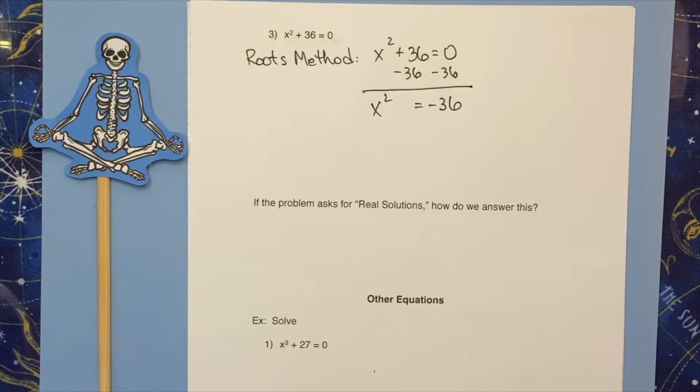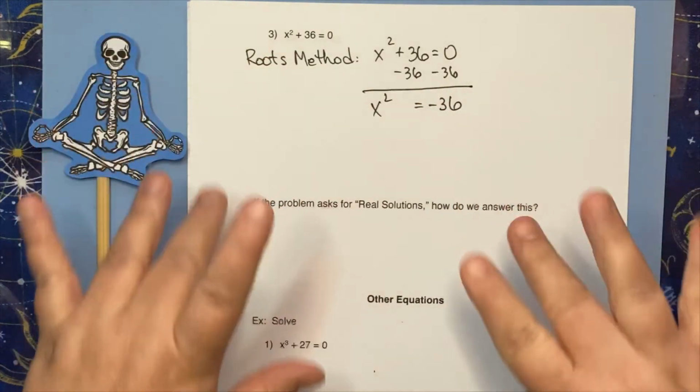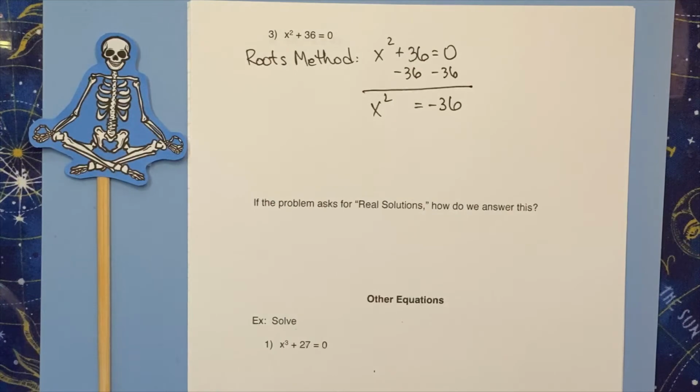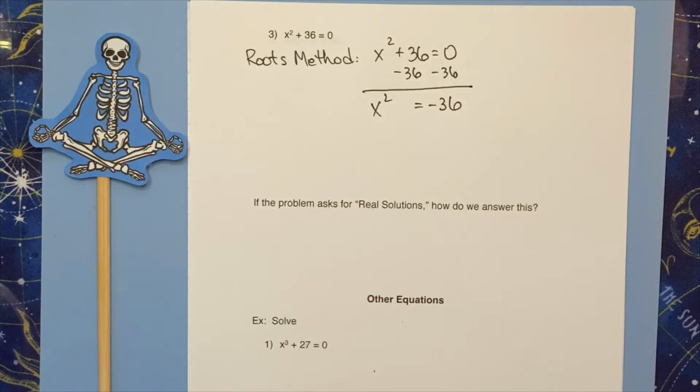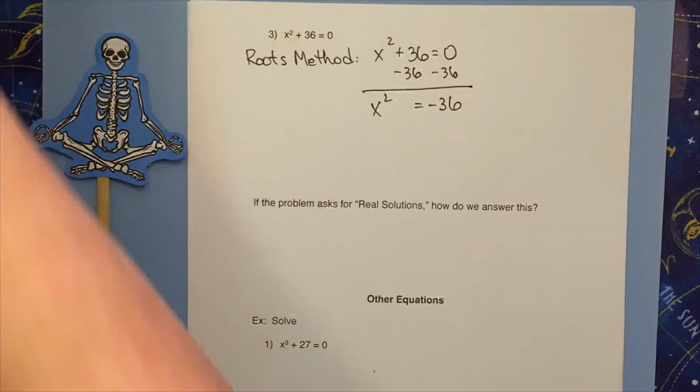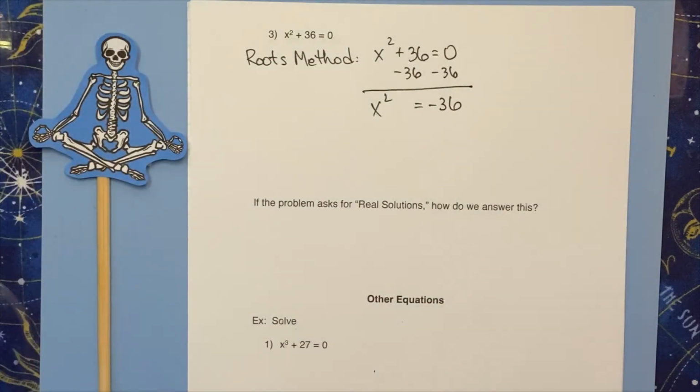So I've got x squared equals negative 36, which means we're in imaginary land. Woo, imaginary land. So this is where I'm going to have to ask some of you to pause. Pause. And I'm going to make a note to myself on this piece of paper. Imaginary.